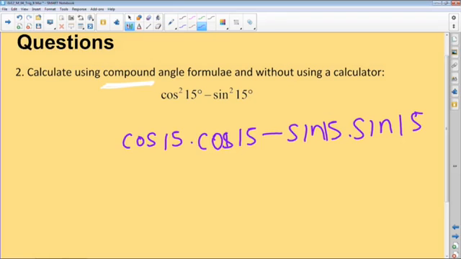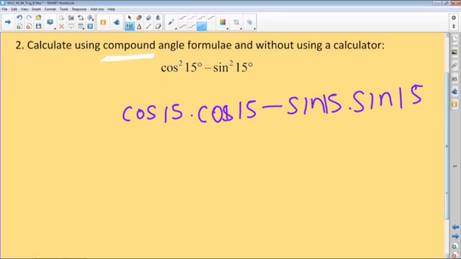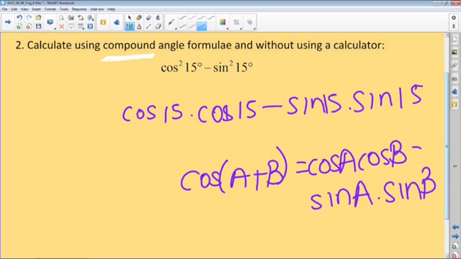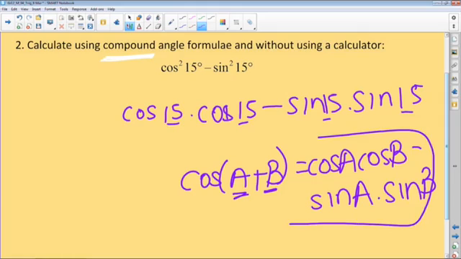Does that look familiar to me? Well, kind of, except I know that in my expansion for cos of A plus B, usually the A and B are different values. So if this was cos A plus B, I'd get cos A cos B minus sine A sine B. It doesn't matter that these are now the same value. A and B are equal, they're both 15. That doesn't matter. We can still use this expansion.